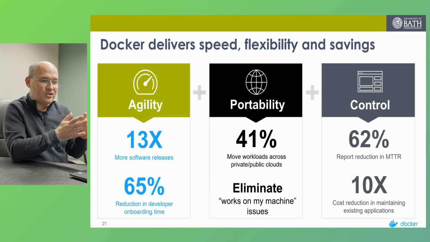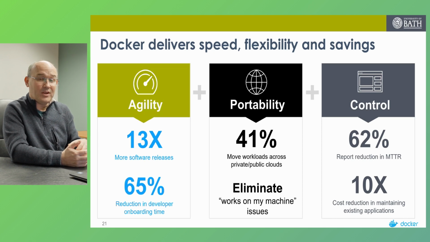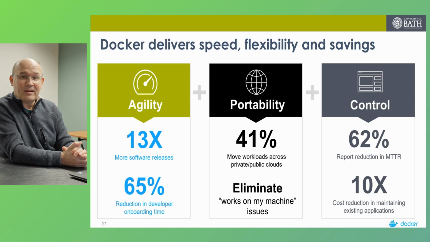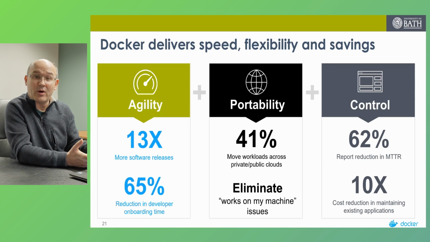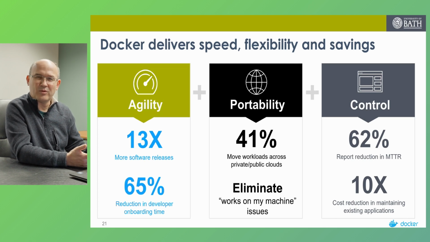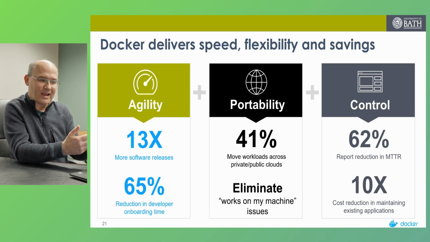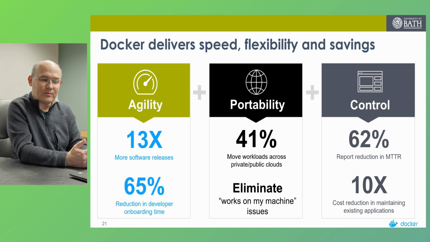Because Docker delivers agility, portability, and control. People estimate you can do 13 times more software releases by deploying to Docker containers. You can configuration control your Docker files as code, so it's perfect for infrastructure as code. You get a 65% reduction in developer onboarding time. If you give someone a Docker container, they're no longer messing about because something doesn't work on my machine and it should work on yours. What dependencies do you have? All of that is taken care of by Docker. So we eliminate the "it works on my machine" issue. And we have more control over our infrastructure, and we see a 10x reduction sometimes in maintaining existing applications.